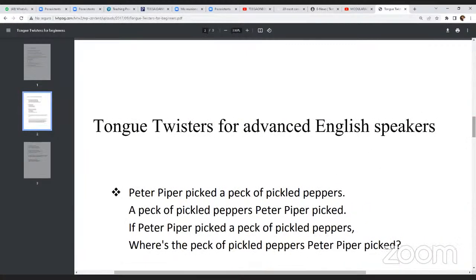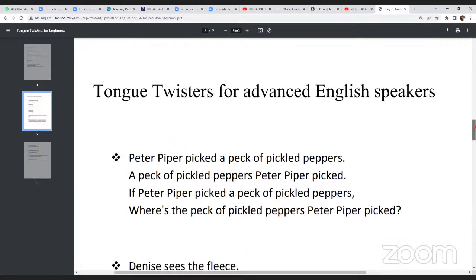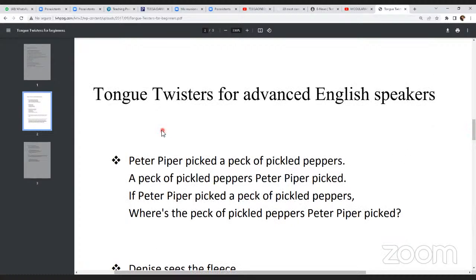This is a tongue twister, in order to improve our pronunciation, right? So let's start. The first one says: Peter Piper picked a peck of pickled peppers. A peck of pickled peppers Peter Piper picked. If Peter Piper picked a peck of pickled peppers, where's the peck of pickled peppers Peter Piper picked? Can you read it, please?